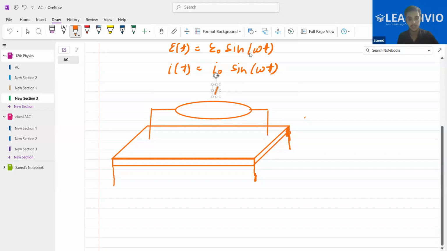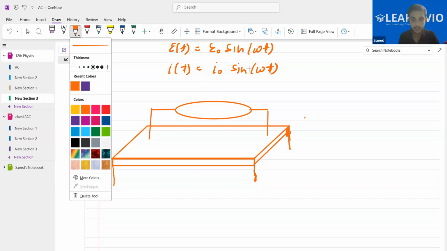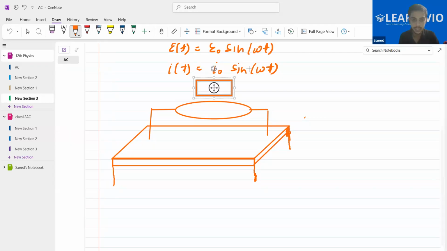Apart from this, obviously we are going to set up the magnetic field also here. For the magnetic field, I'm going to simply take two magnets only. Let us assume this to be a north pole and this to be a south pole. And this loop, we are going to rotate it something like this.